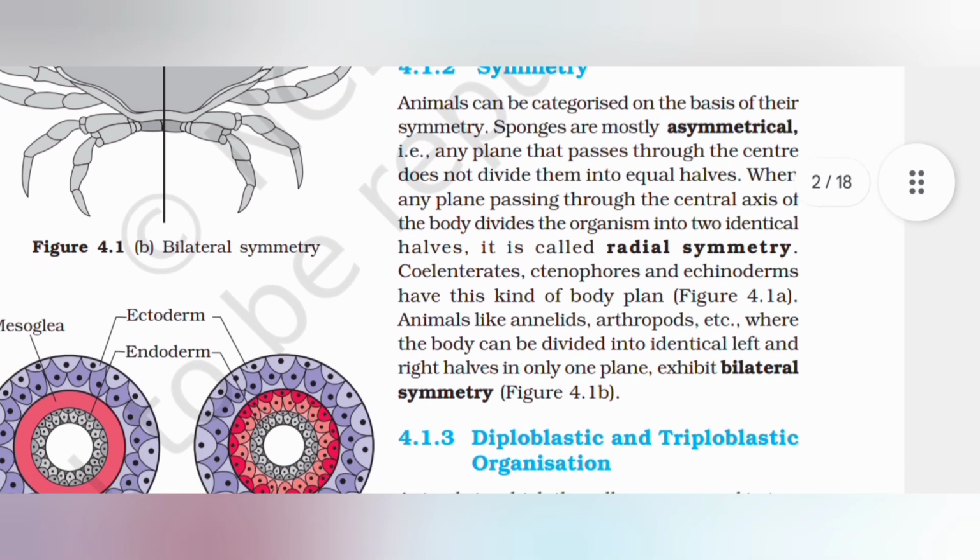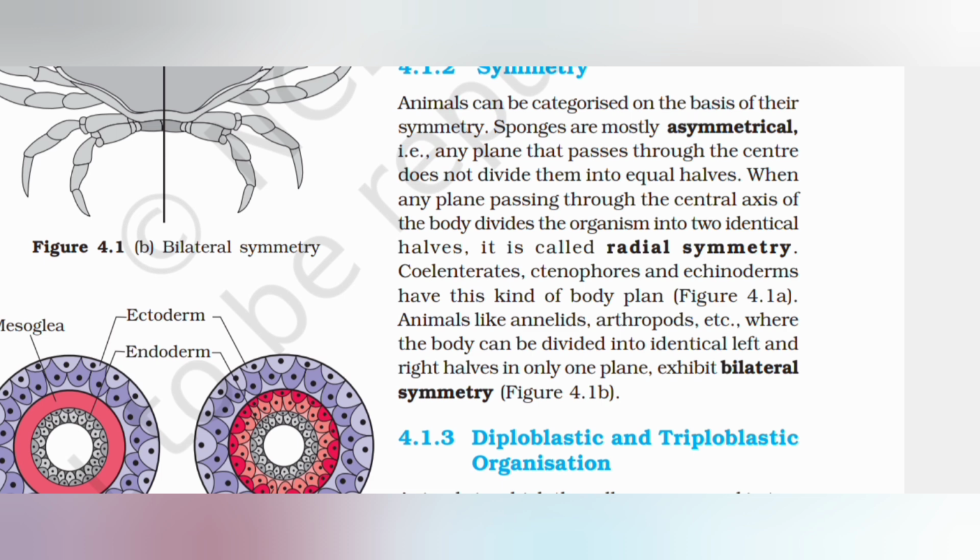4.1.2 Symmetry. Animals can be categorized on the basis of their symmetries. Sponges are mostly asymmetrical, that is, any plane that passes through the center does not divide them into two equal halves. When any plane passing through the central axis of the body divides the organism into two identical halves, it is called radial symmetry. Coelenterates, Ctenophora and Echinoderms have this kind of body plan.